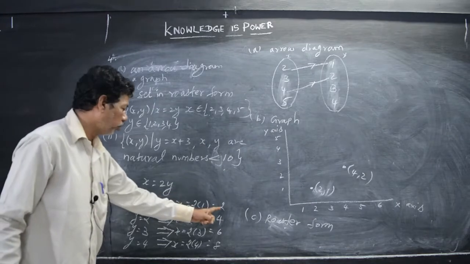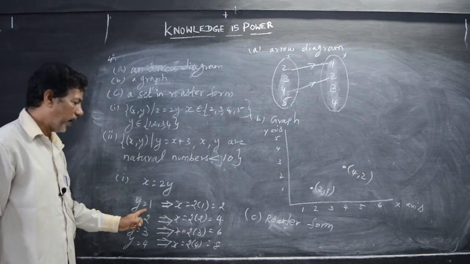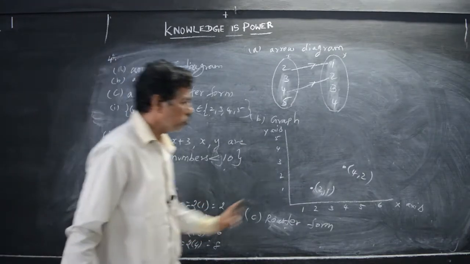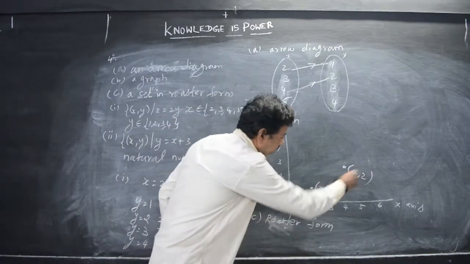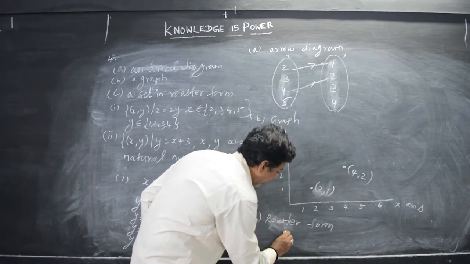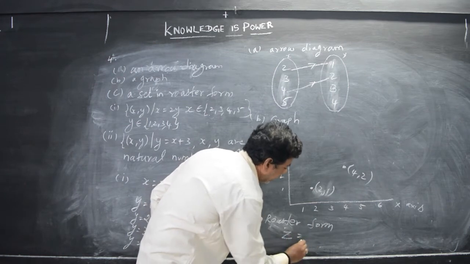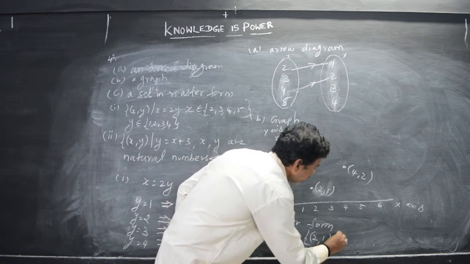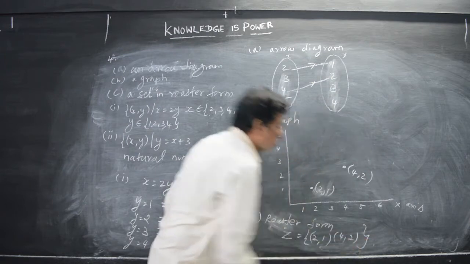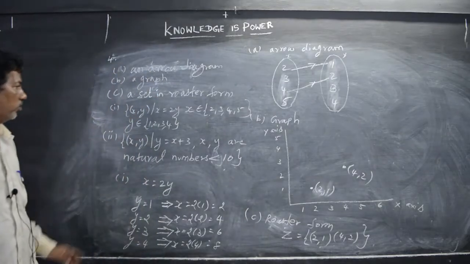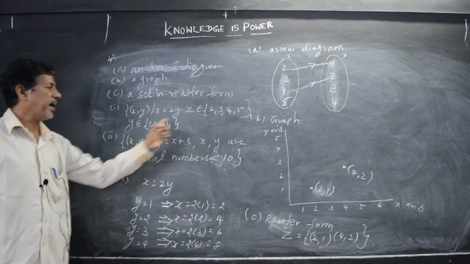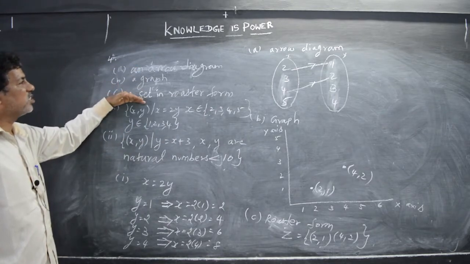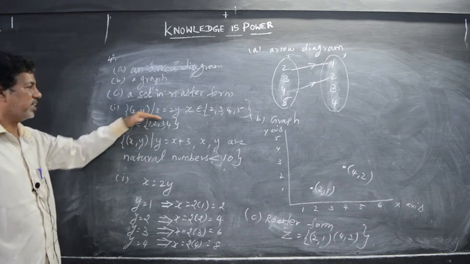When x's value is 2, y's value is 1. When x's value is 4, y's value is 2. So in the same way we have to write the things you have drawn in the graph. Z or R, whatever letter you can put, Z equals 2, 1 and 4, 2. So this is called a roster form. So I have proved the first answer now. In this question I proved these 3 concepts for the first things.